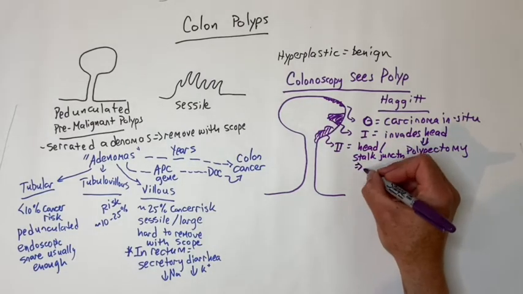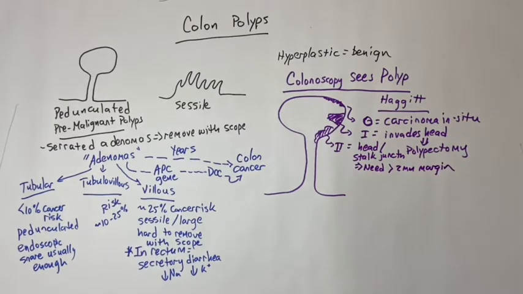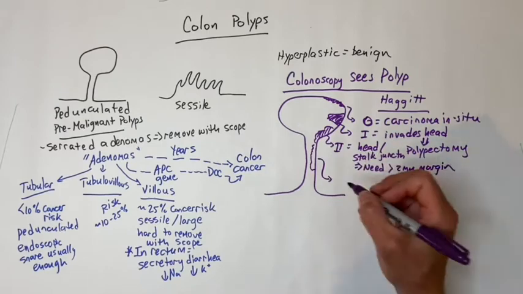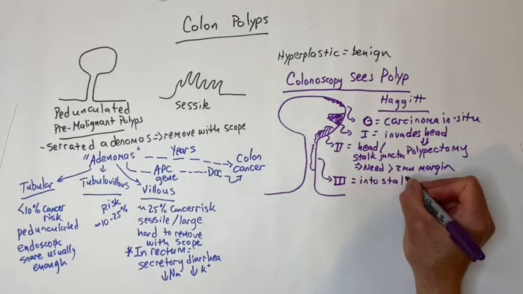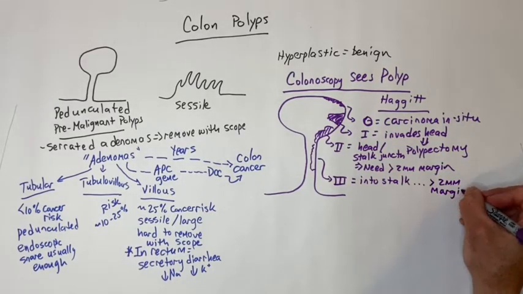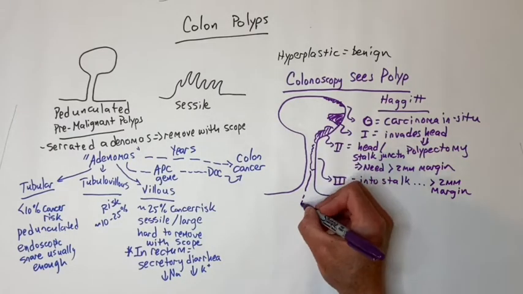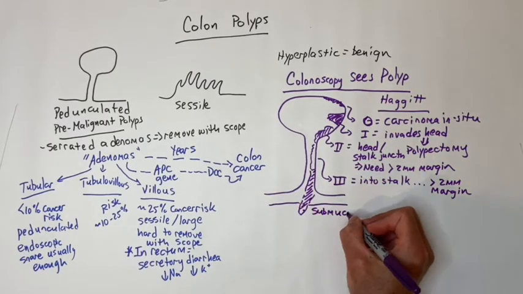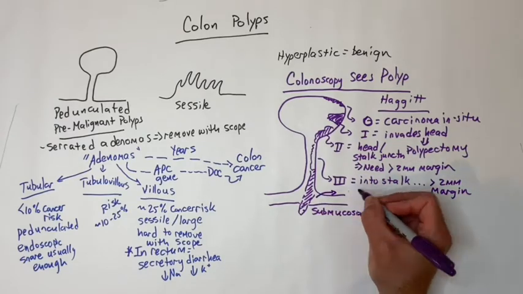Haggitt 2 is invasion of the junction between the head and the stalk, and if you have a greater than 2 millimeter margin from the polypectomy, then no further surgery is usually needed. Haggitt 3 is invasion of the stalk of the polyp, and again, if you have greater than 2 millimeter margins and no lymphovascular invasion, then polypectomy alone should be sufficient.